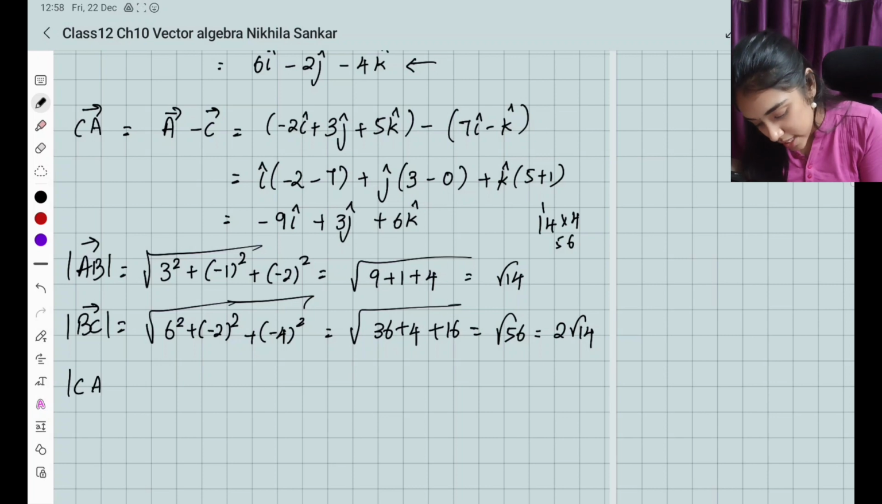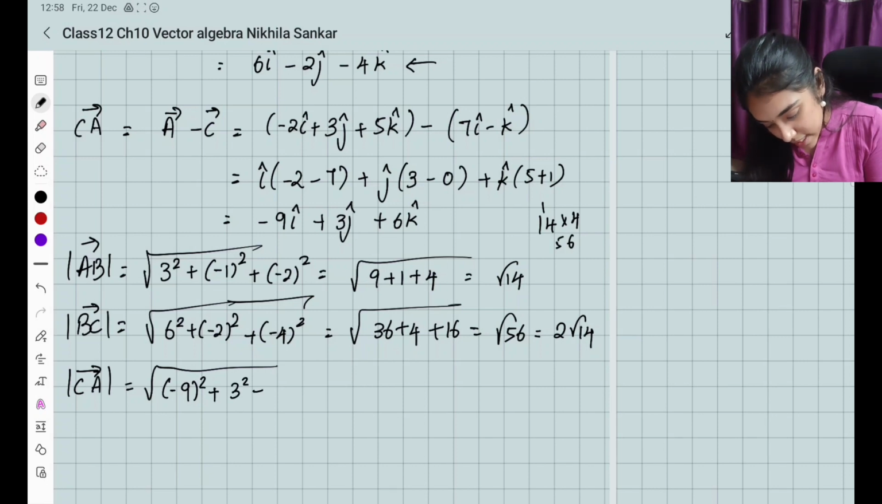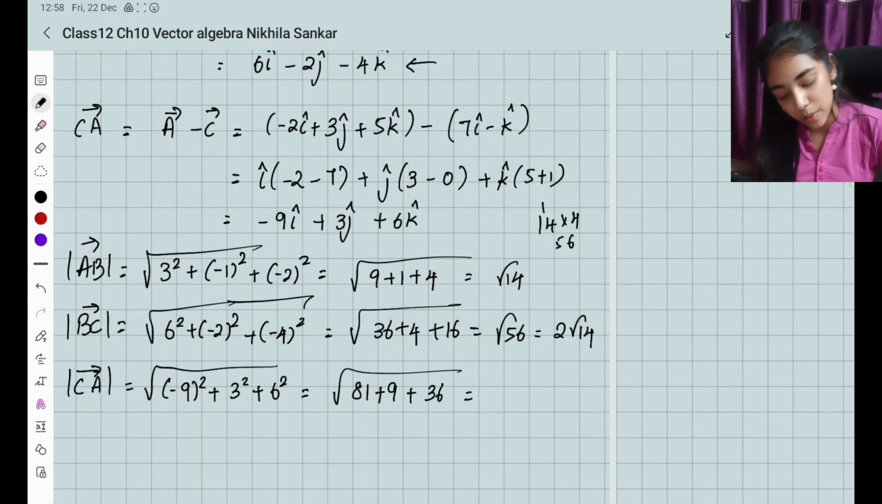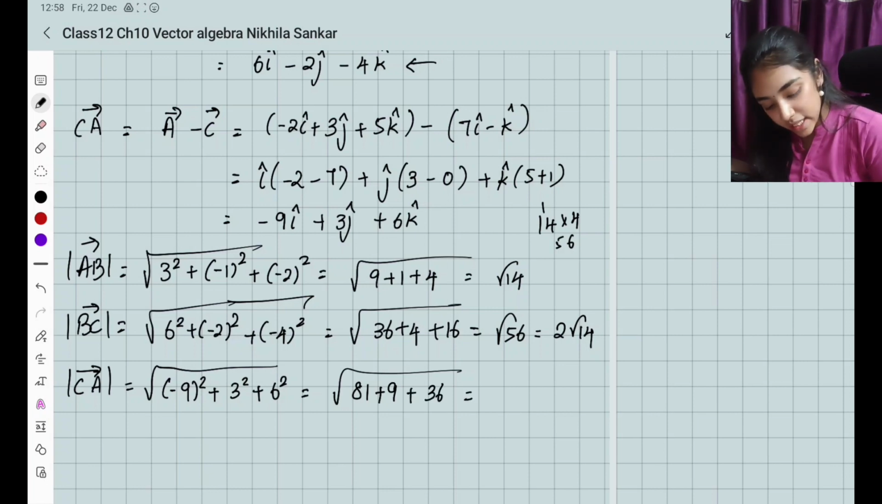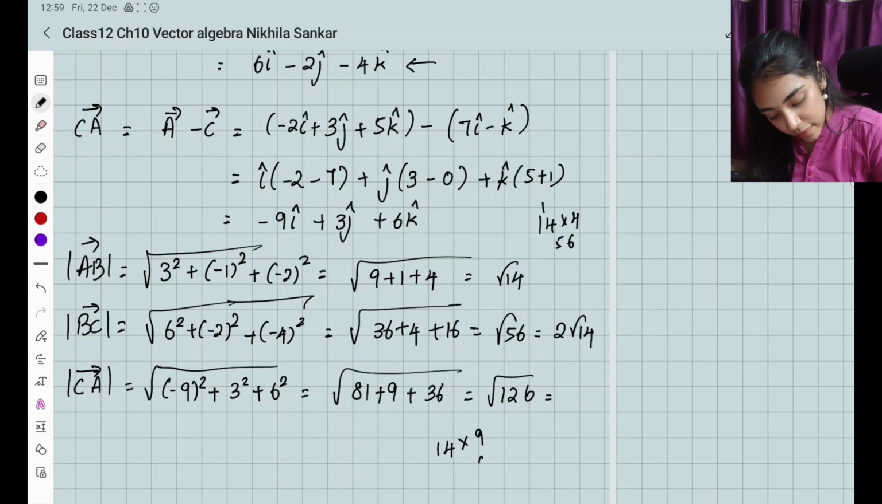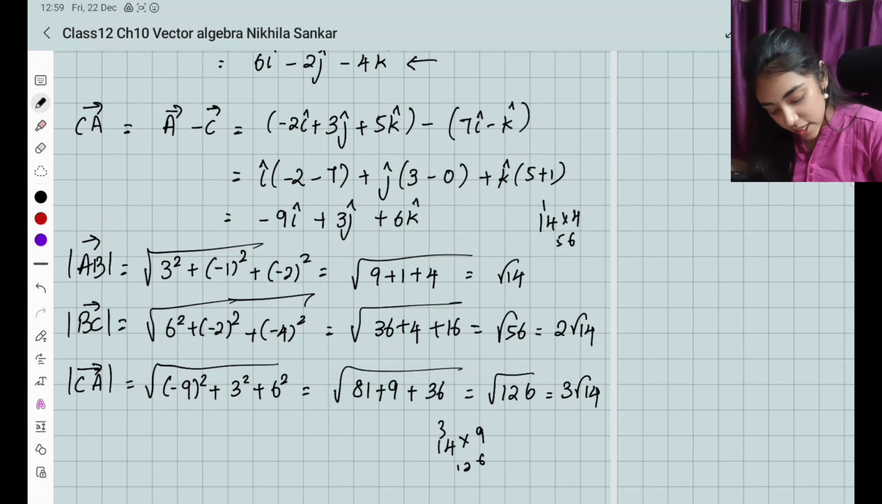Now I have the CA magnitude, which is the square root of minus 9 the whole square plus 3 square plus 6 square. This is going to be 81 plus 9 plus 36. 81 plus 9 is 90, 90 plus 36 is going to be 126. 126 is nothing but 14 times 9. 9 4s are 36. So 3 root 14. What do we see in this?